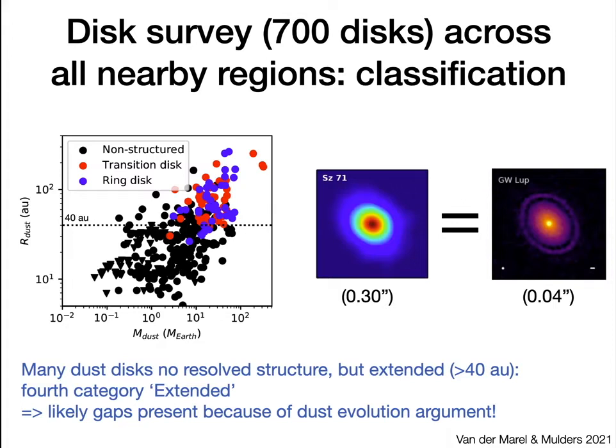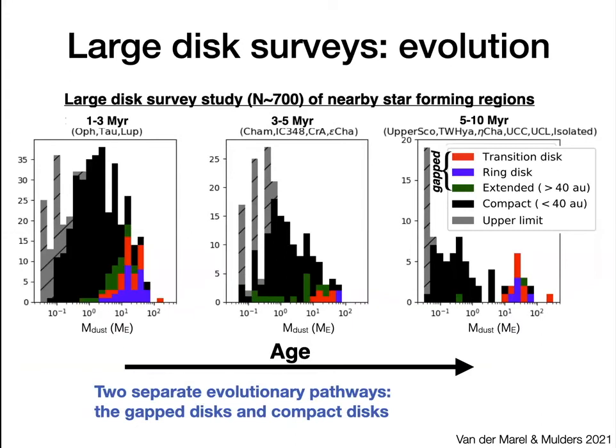So with this classification, we plot the distribution of all these 700 disks as a function of age. So we group each of the star-forming regions in young, intermediate, and older age. We use this color coding for the different types of disks that we see. And then we essentially just plot the distribution of the dust masses for each of these morphologies. What you notice is that the disks that show gaps, that show substructure, are always located on the high end of the dust mass distribution.